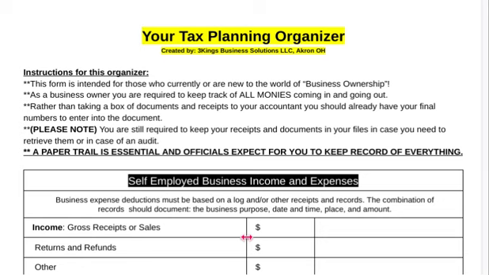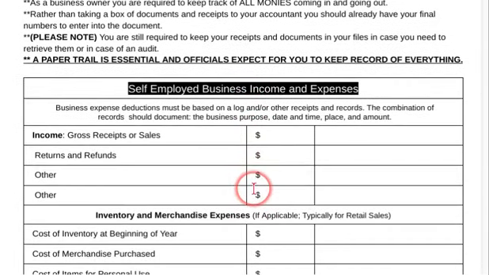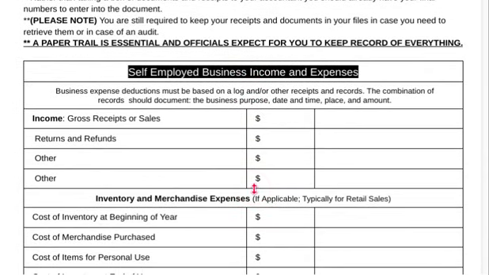Alright? So with that being said, we're going to go down further on the form. It says self-employment, business income and expenses. Business expense deductions must be based on a log and or other receipts and records. The combination of records should document the business purpose, date, time, place, and amount.